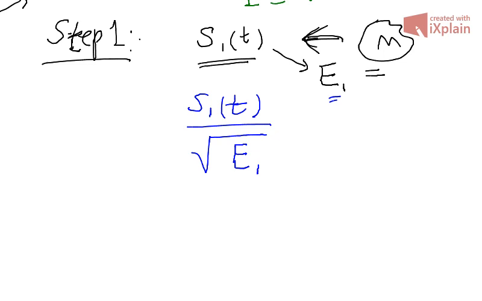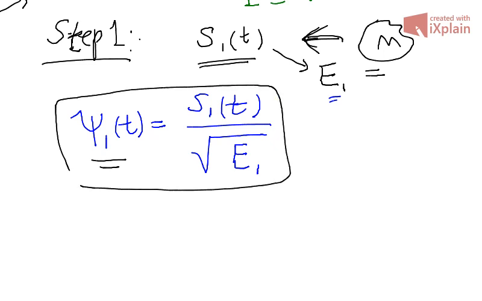Now we call this one the first signal which we get, this one as the first orthonormal signal. We say this is our first orthonormal signal, so our psi1 is... now we have assumed that this is our first orthonormal signal, right?